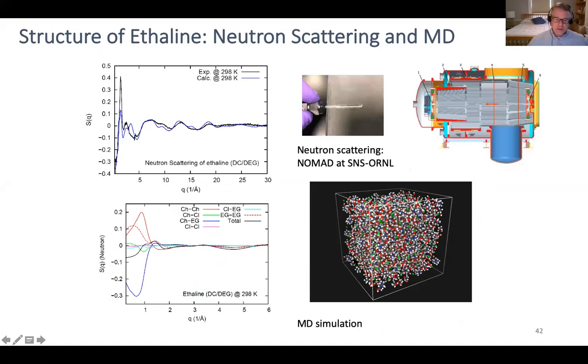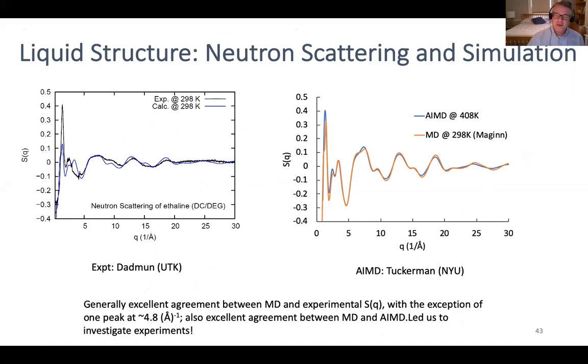We've been working with people who do neutron scattering at Oak Ridge National Lab. Here's a comparison of experimental and calculated neutron scattering structure factor. The nice thing about the simulations is we can decompose this overall S(Q) into individual contributions and say something about the organization of the liquid and what's responsible for these different peaks that we observe. We're also working with Mark Tuckerman at NYU, and he's running AIMD simulations. And what you can see is there's some slight differences between the neutron scattering and our calculations, but the AIMD and our classical models give almost identical neutron scattering patterns.